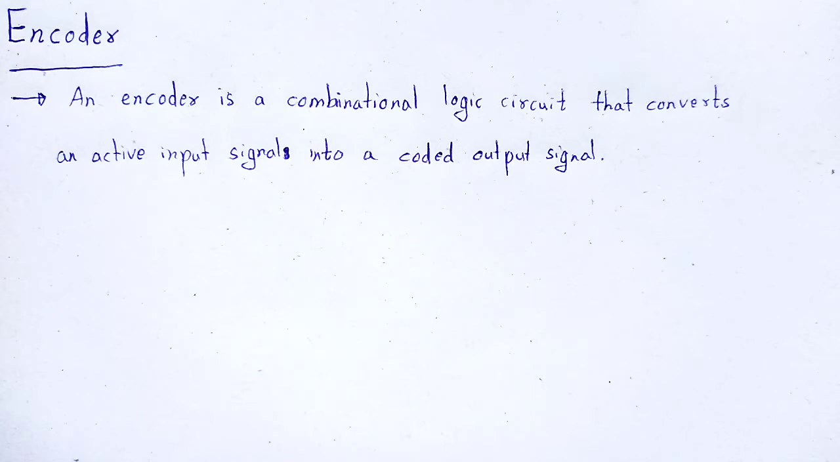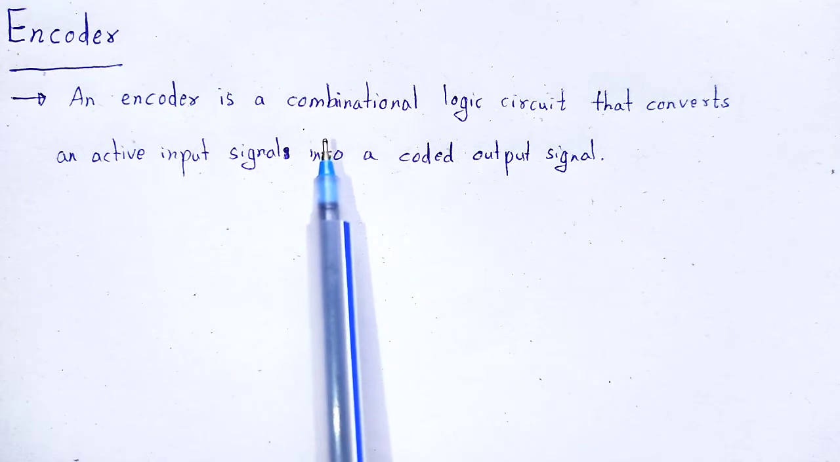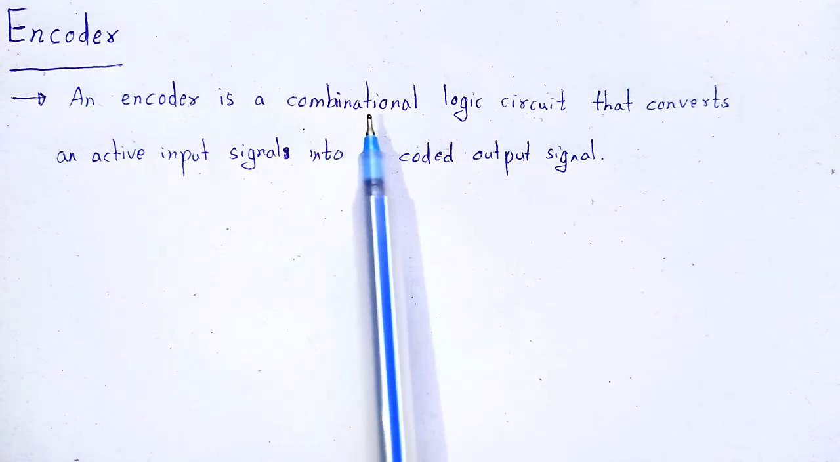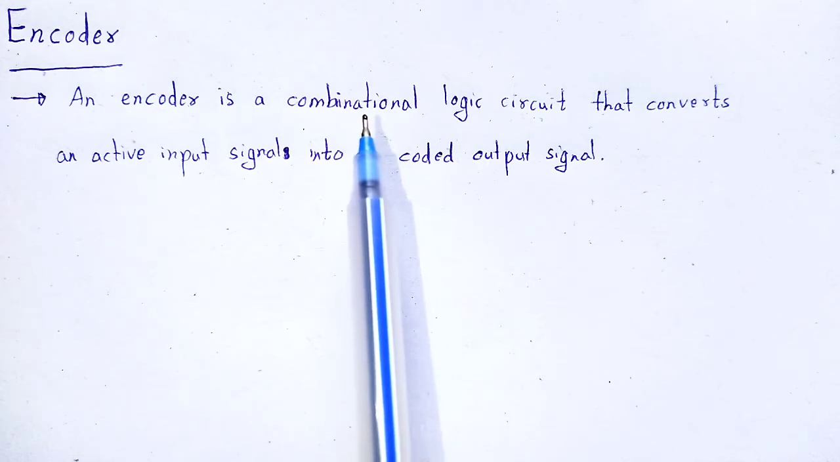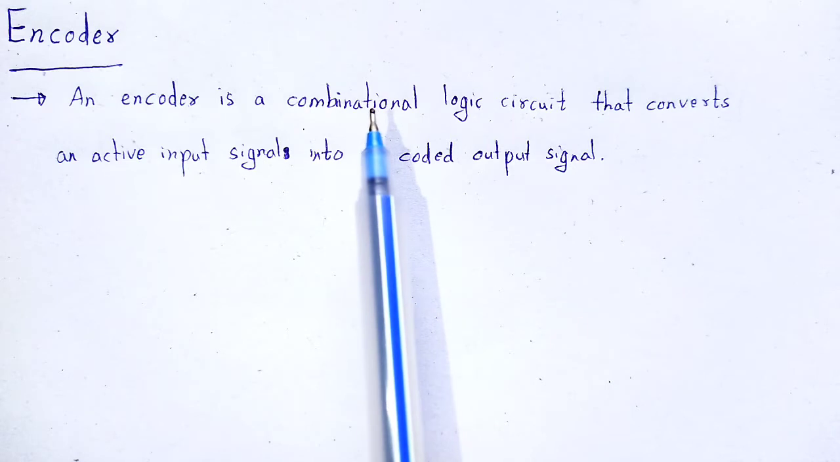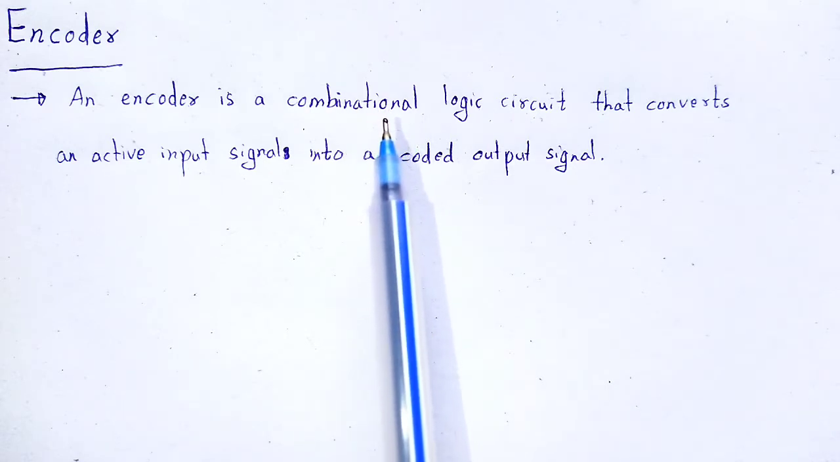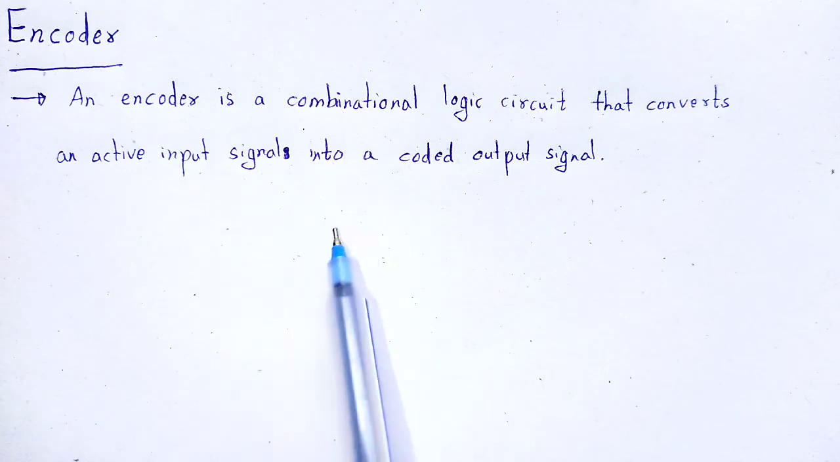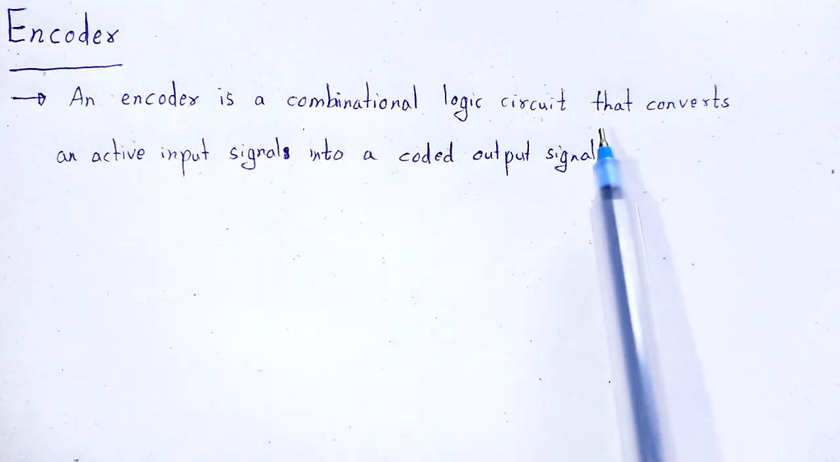In this video, we are going to discuss encoder. Let's begin. Encoder is a combinational logic circuit. We can also say it is a data processing logic circuit that converts an active input signal into a coded output signal.